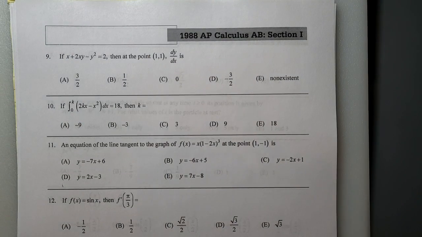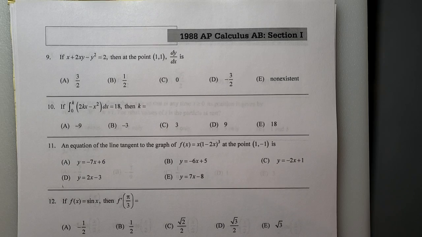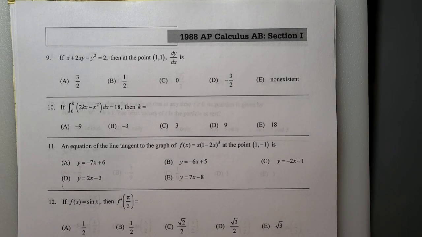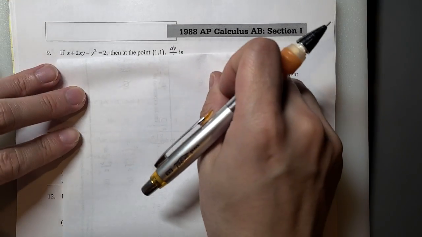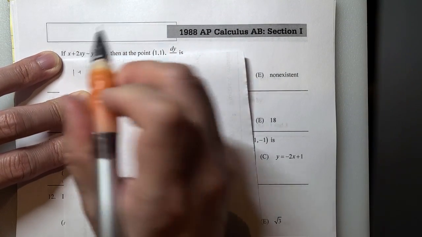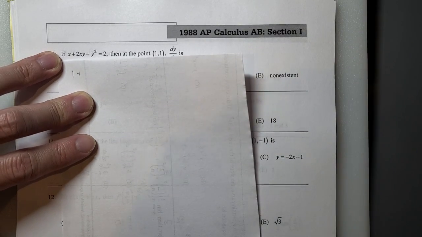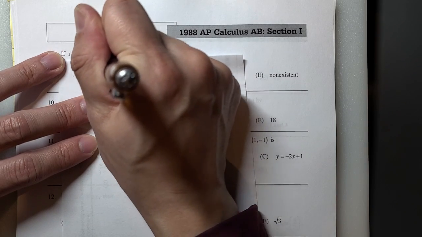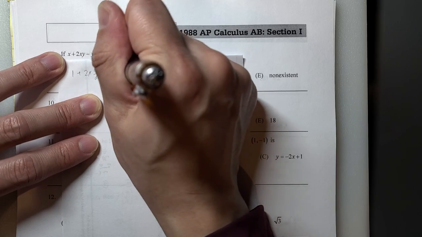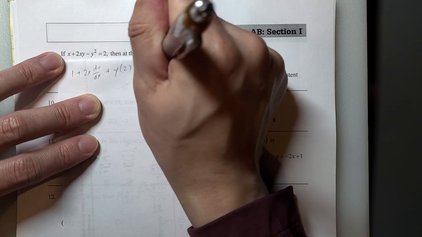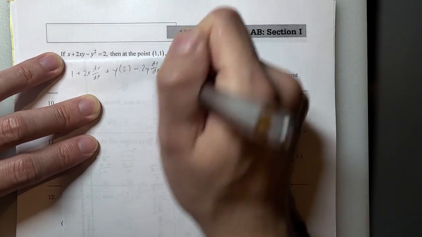x plus 2y minus y squared is equal to 2. Then at the point (1, 1), dy/dx is equal to what? Here we need to implicitly differentiate. We differentiate both sides, so the derivative of x is 1. Here we need the product rule: first d second plus second d first. This is my third time saying that in this video already. First, d second: the derivative of y is just dy/dx. Plus second, d first: the derivative of 2x is just 2. The derivative of y squared is 2y dy/dx. The derivative of 2 is just 0.